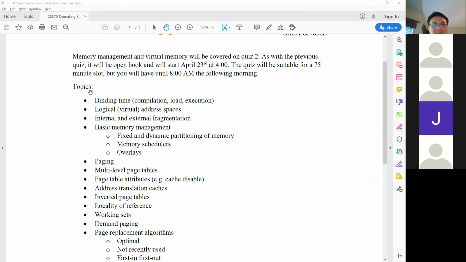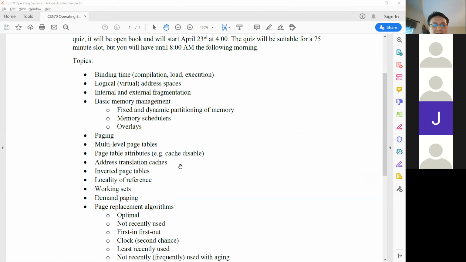So we put together this list essentially for what we talk about in the class for the virtual memory and paging system. I would say the most important items here on this list would be these, right? So you need to know.